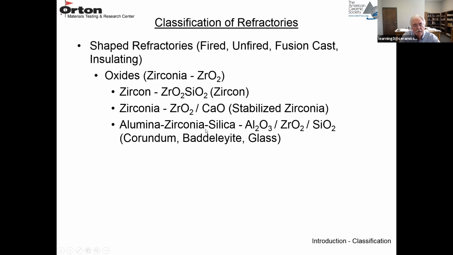And then a common refractory is AZS, alumina zirconia silica, which is Al2O3, ZrO2, SiO2. Corundum, baddeleyite, and glass are the phases present. I listed glass, it's amorphous. That's a major component in this refractory.